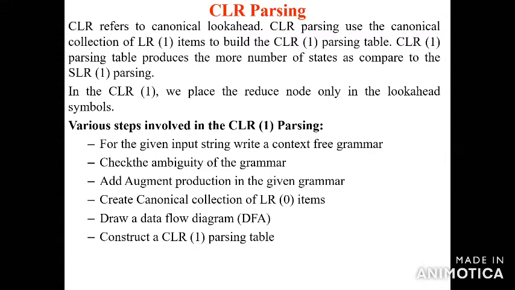After creating the augmented grammar, you have to create the closure function and the goto function. We have some set of rules for the closure function and goto function. Based on the closure and goto functions for the given augmented grammar, you have to construct the canonical collection of LR(0) items. So LR(0) items mean SLR parsing table construction, and LR(1) items mean CLR parsing table construction.